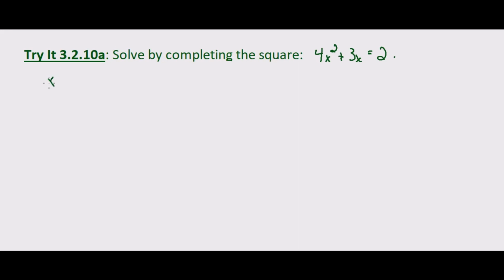x squared plus 3/4 x. I'm going to leave some space. Equals 2 divided by 4, which is 1/2. Now our coefficient on the x term is 3/4, so we want 3/4 divided by 2, squared. That equals 3/8 squared, which equals 9/64.